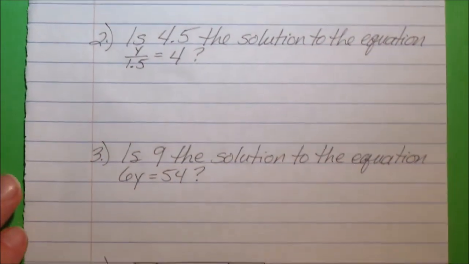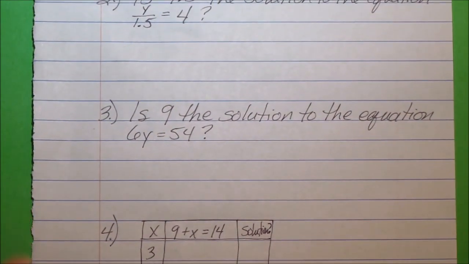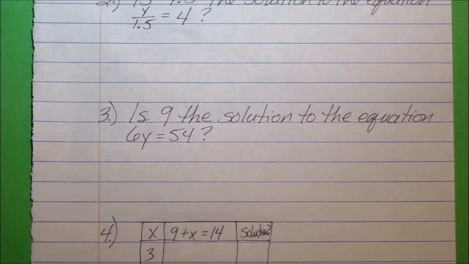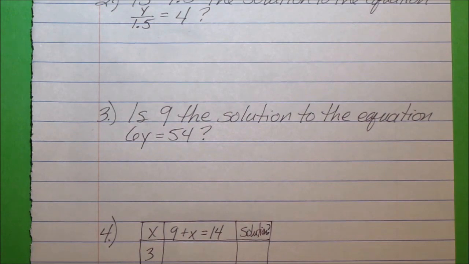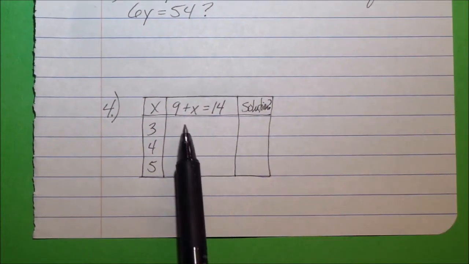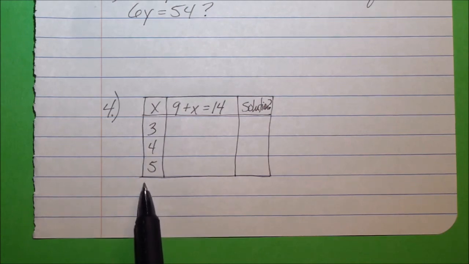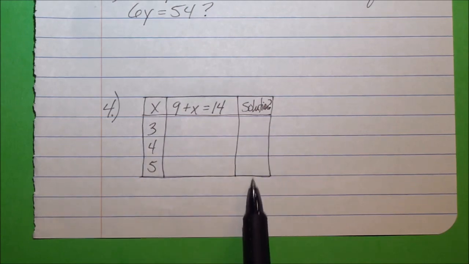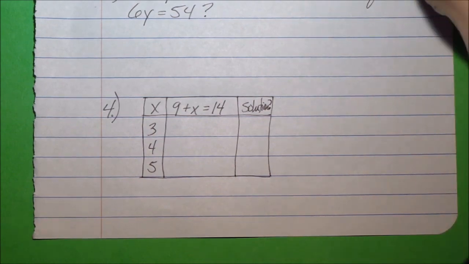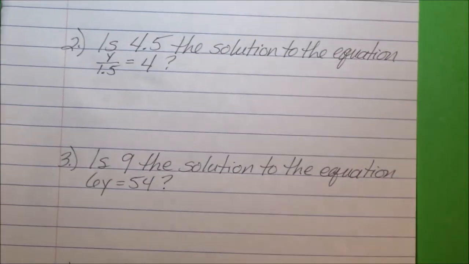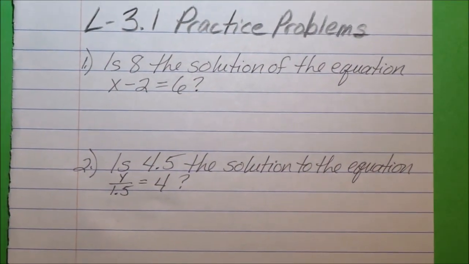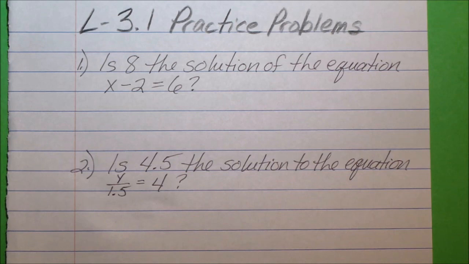Number 3, is 9 the solution to the equation 6y equals 54? And then number 4 is the table where we have 3 different inputs that you will check for the solution of 9 plus x equals 14. All right, so I'm going to try and get these all in frame where you can pause and work. Let's see, it looks like I'll only be able to get the first 2 and the last 2. So here's the first 2.